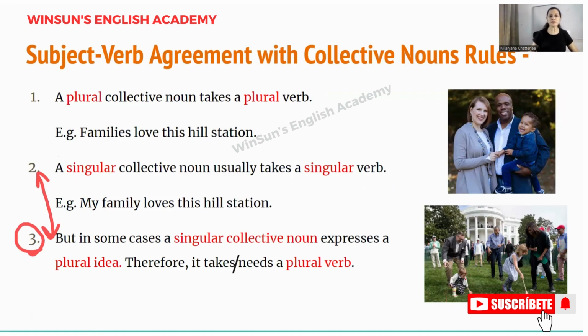The last one is that in some cases, we have a singular collective noun that expresses a plural idea. Therefore, it takes a plural verb. Now, it might sound a little confusing. Trust me, with examples, it will become a cakewalk. All right, so let's begin with the rules now.